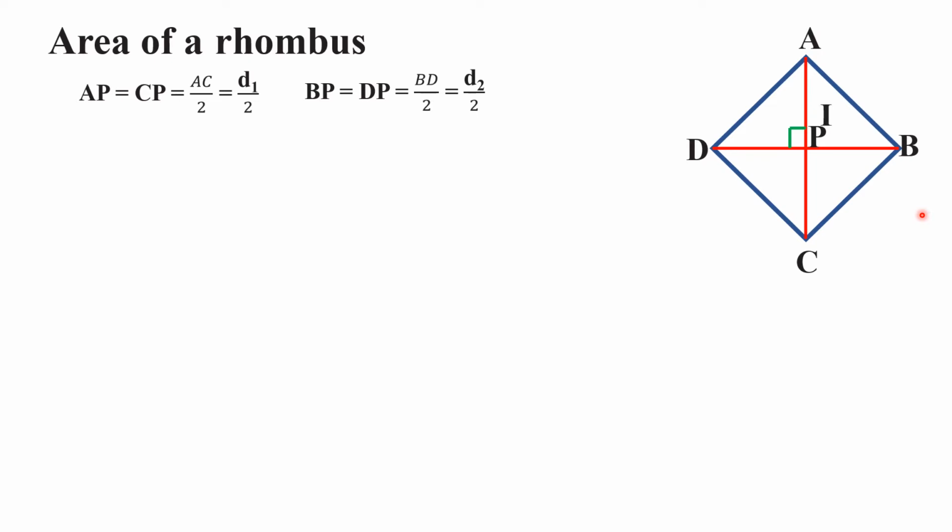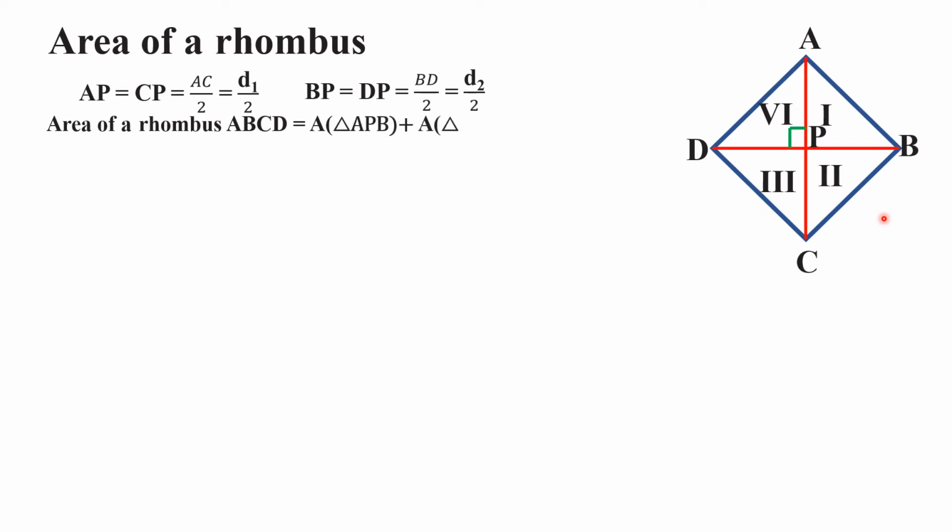Area of rhombus. The rhombus is divided into four right angle triangles. This is first, second, third and fourth. This means the area of the rhombus is the sum of the areas of these four triangles. So write down: area of rhombus ABCD is equal to area of triangle APB plus area of triangle BPC plus area of triangle CPD plus area of triangle APD.